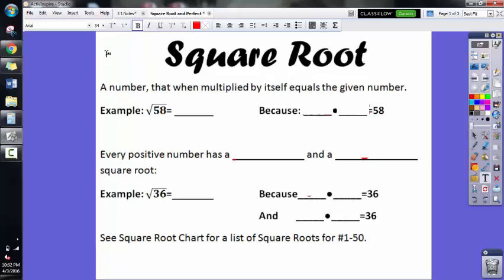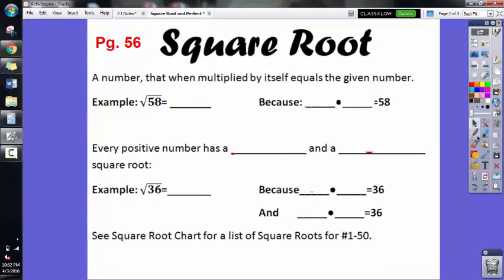Okay, by now you should have been told to go get your notebook and a calculator, because you are going to need both of these for this page that you are going to put in your notebook on page 56. And this page is on square roots and perfect squares. You got a square root chart last week, which should help you.